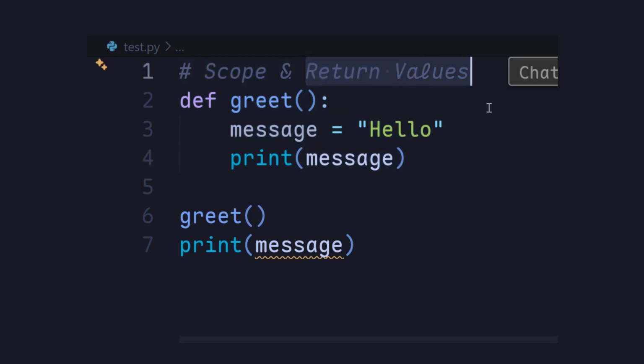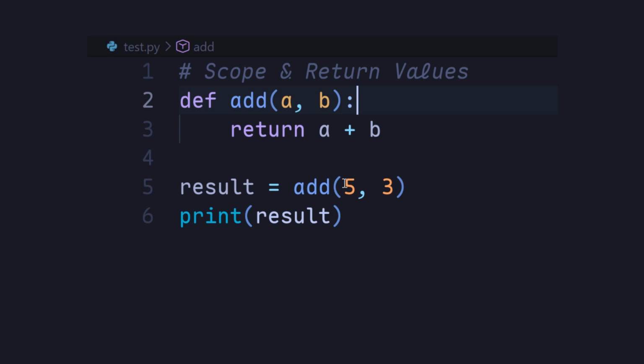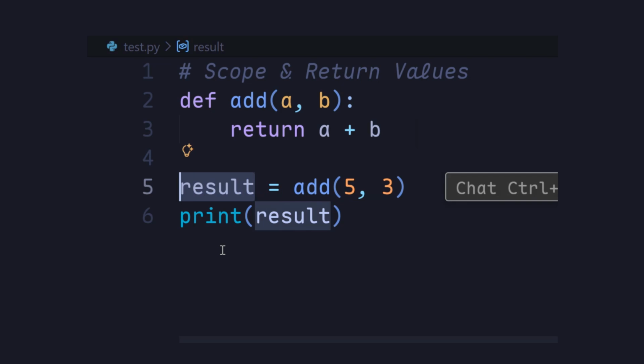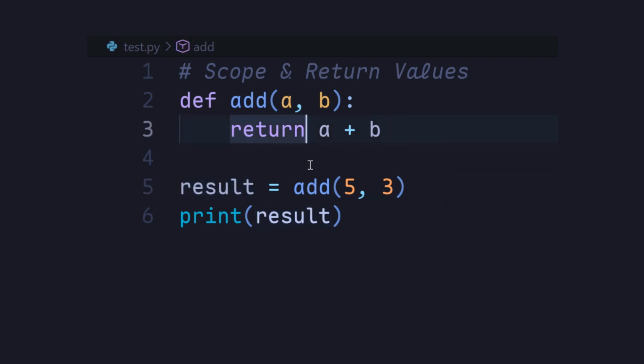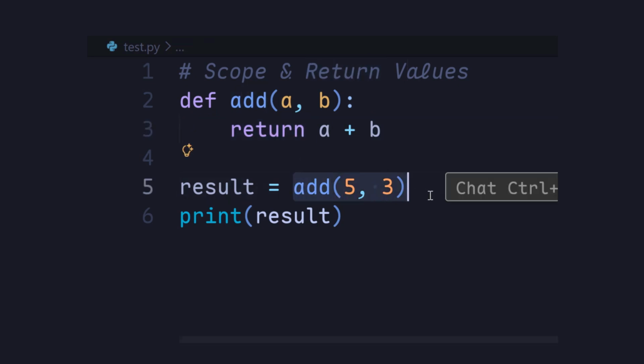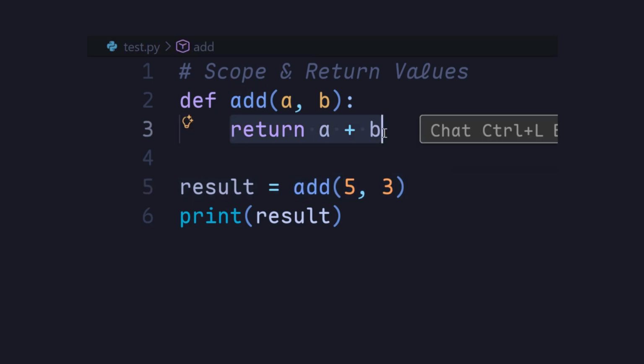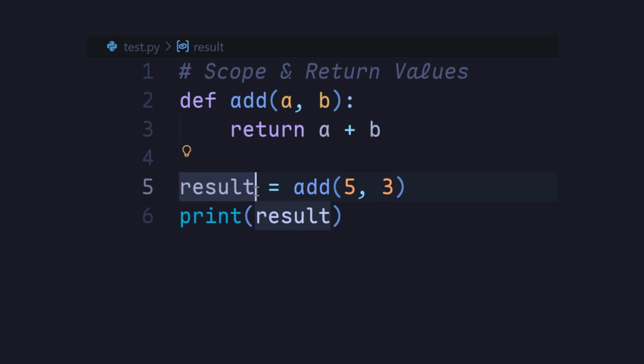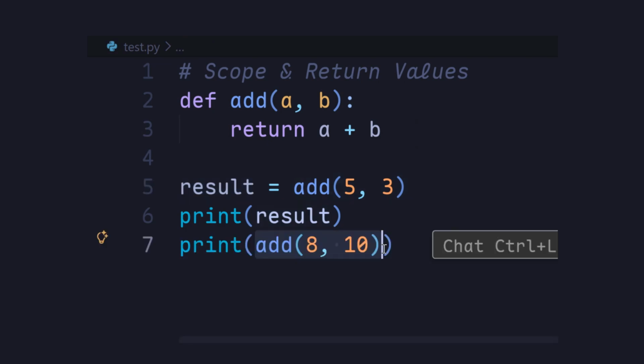Now let's talk about return values. Sometimes a function calculates something and we want to use that result somewhere else. That's exactly what return does. Instead of printing the answer, return sends the value back to whoever called the function. For example, a function can add two numbers, return the result, and then we can store it in a variable or use it in another calculation.